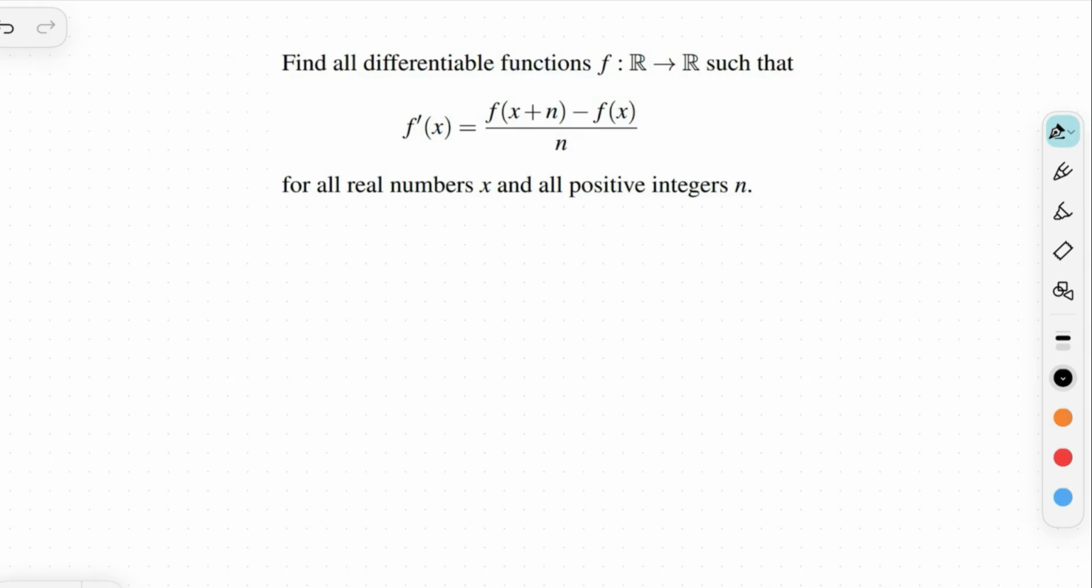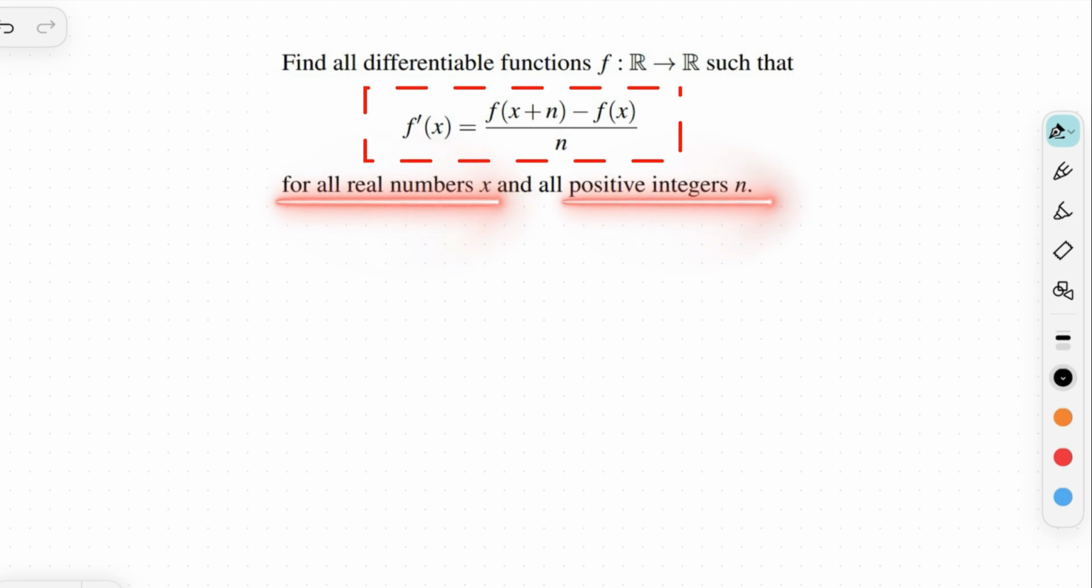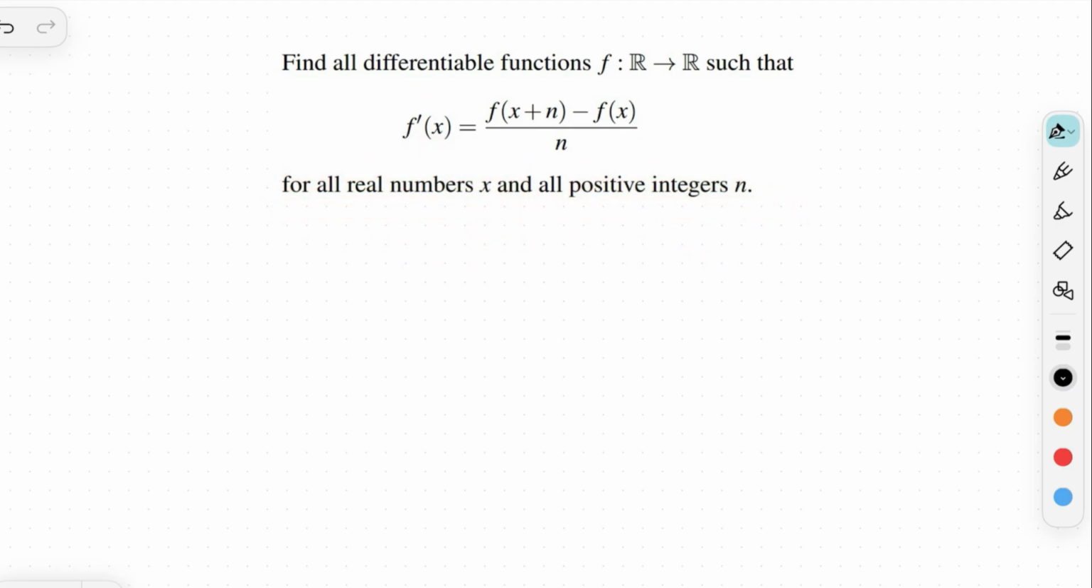So here, it looks like we're given some sort of differential equation, and we are to find all such functions f having a domain of all real numbers, and that maps to real numbers, such that this equation holds for all real numbers x and positive integers n. Now, this might look kind of bizarre at the start because you might notice that this right hand side looks oddly similar to the definition of a derivative, but without the limit notation. So you might be wondering, is that something we can use, or is that something to just throw us off?